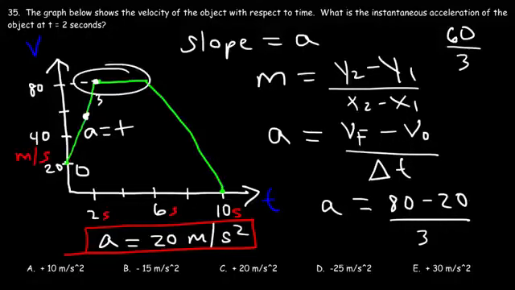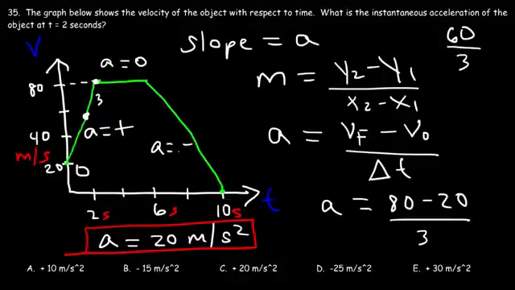Here, the velocity is constant, so the acceleration is 0. The slope of a horizontal line will always be 0. And during the third part of the graph, the velocity is decreasing, so the acceleration is going to be negative at that point.